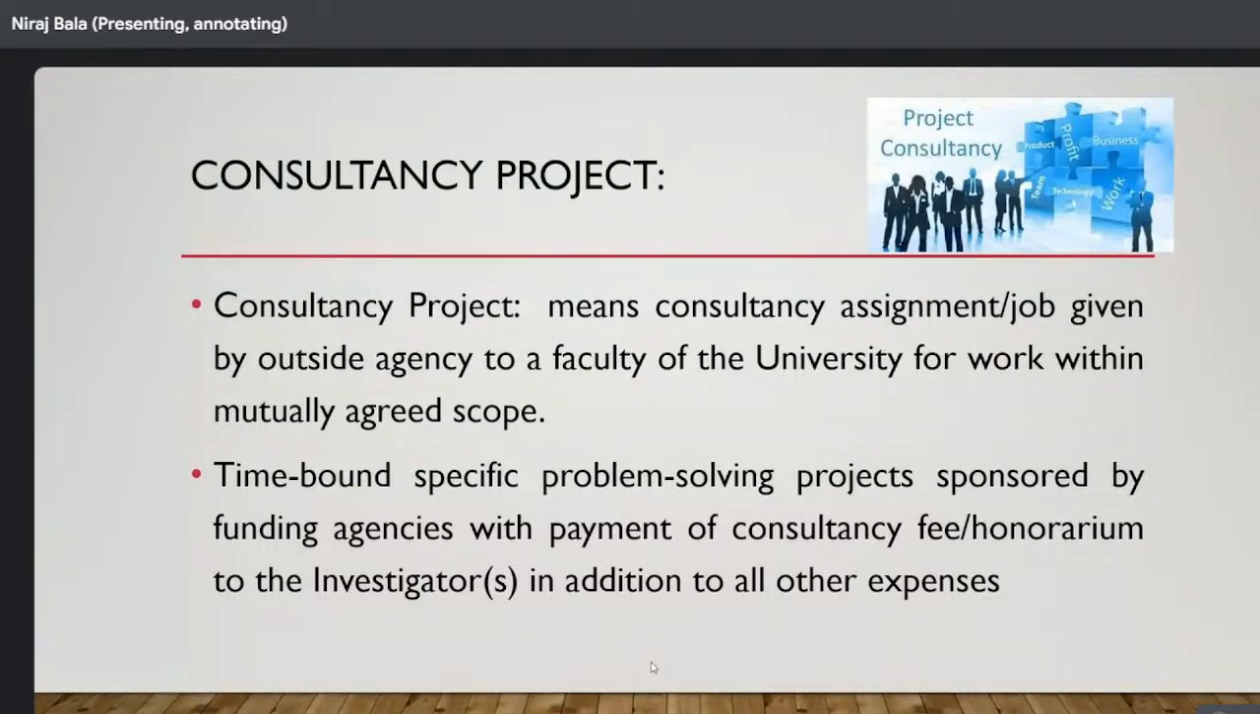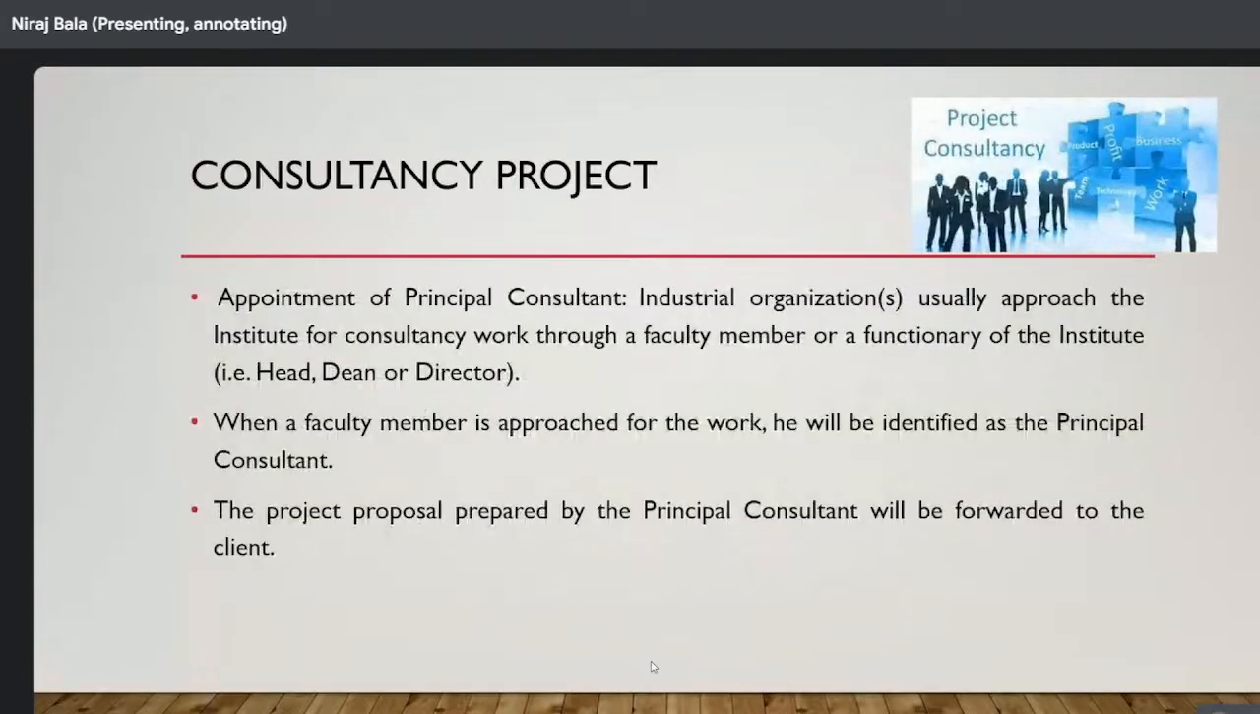Suppose, let us say, an outside vendor has some small work. Suppose he wants to get some work done from you. That will be known as consultancy work. So small projects given by someone outside to you are known as consultancy projects. Like the research project, a consultancy project also requires a consultant. So we can call it the principal consultant. The industrial organizations or other organizations mostly approach the institute for getting the consultancy work done from a faculty member. So it is 2-way.